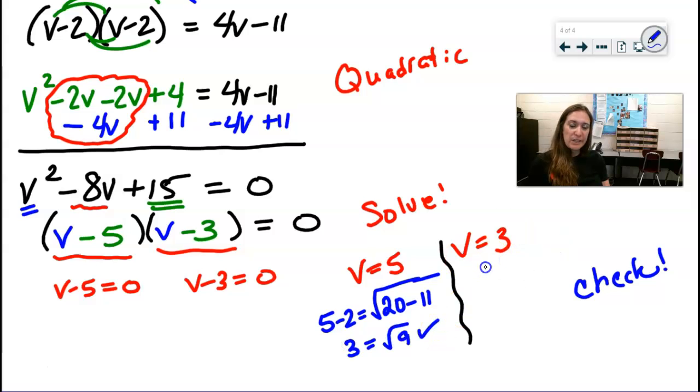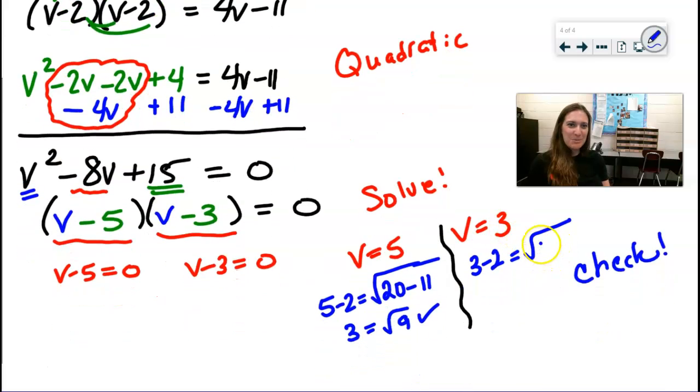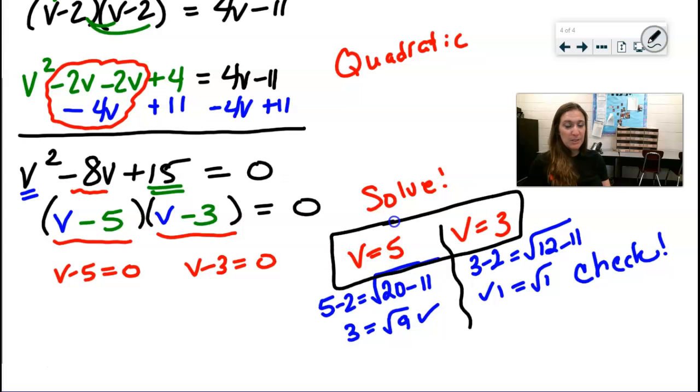All right, and then we're checking v equals 3. So that would be 3 minus 2. I forgot, was it 4 times v? Yeah. So 4 times this would be 12 minus 11. Oh, interesting. 1 does equal the square root of 1. So this is another case where both answers worked.